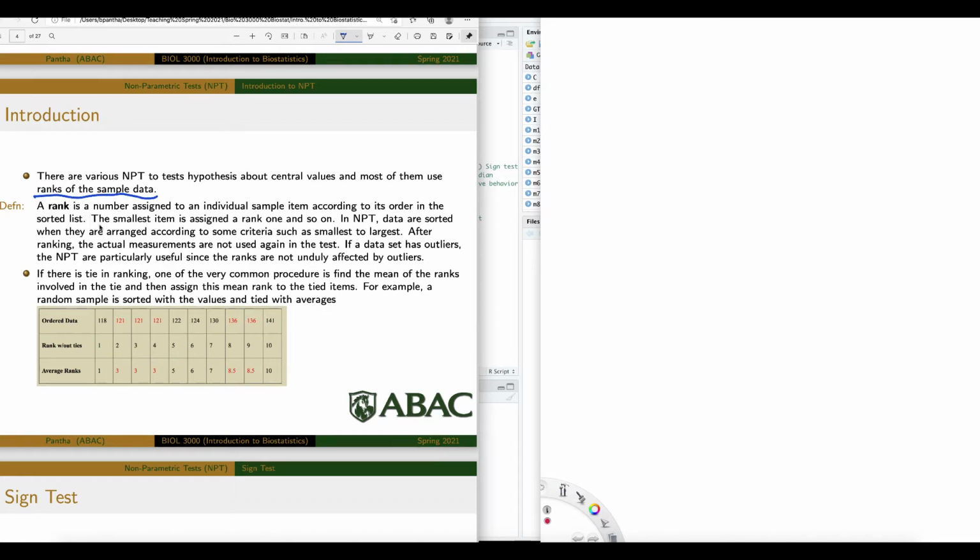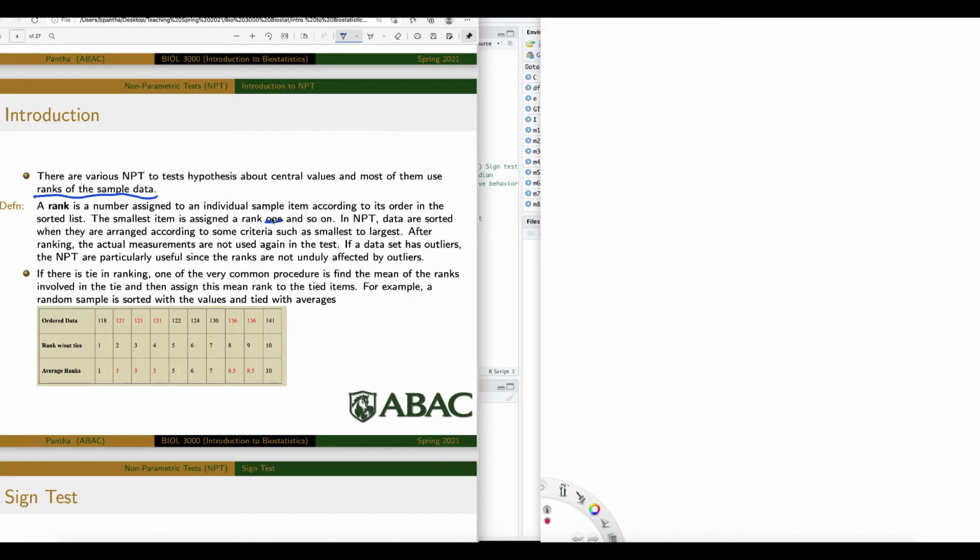What is a rank? A rank is a number assigned to an individual sample item according to its order in the sorted list. The smallest item is assigned rank 1. If there are data points, you just write the data points in increasing order, and then you assign the ranks in increasing order too.